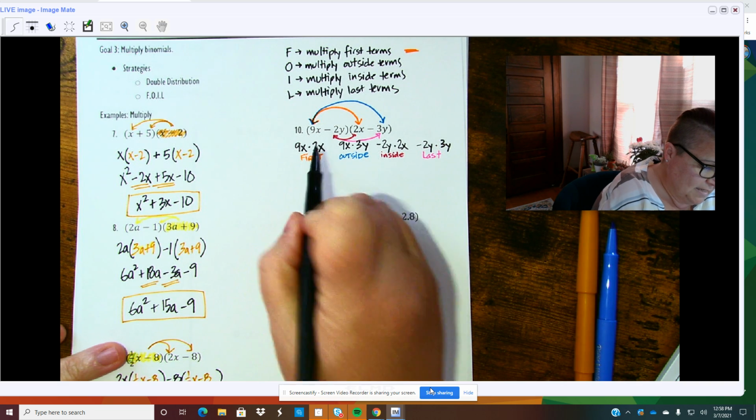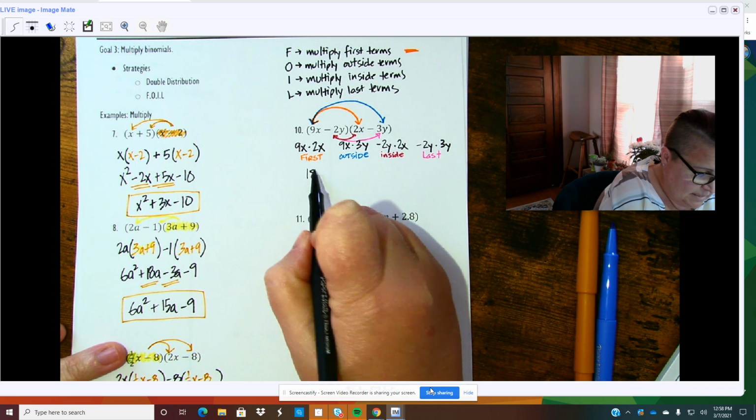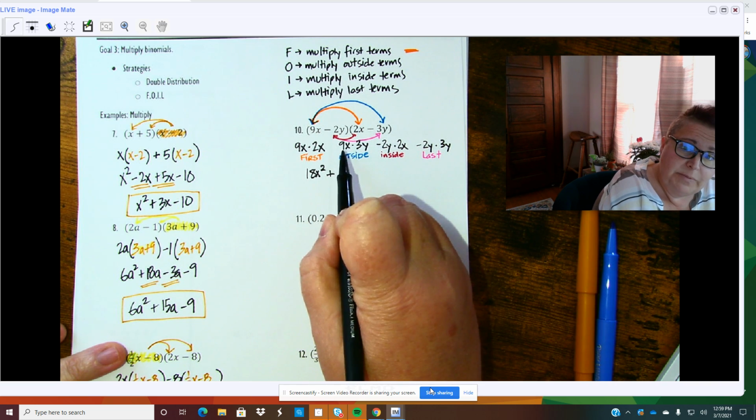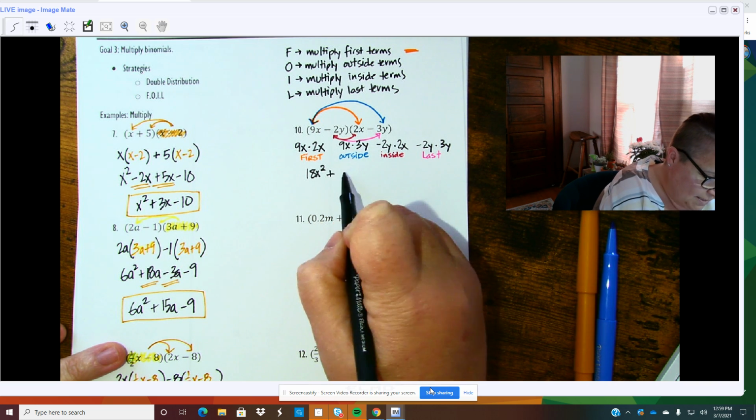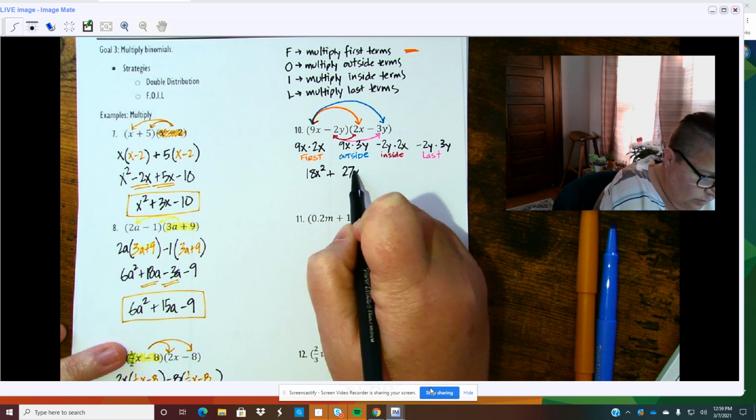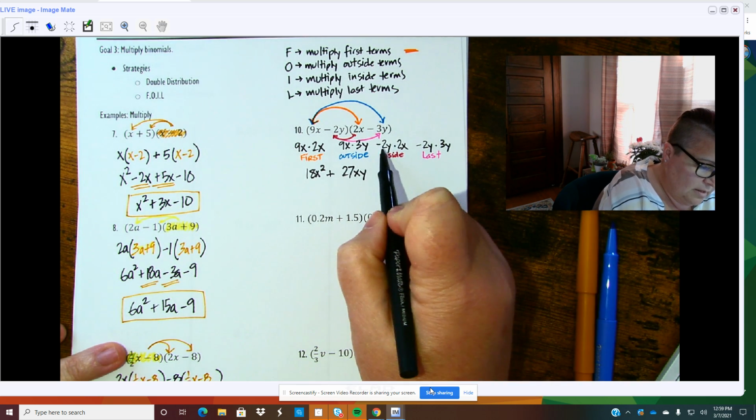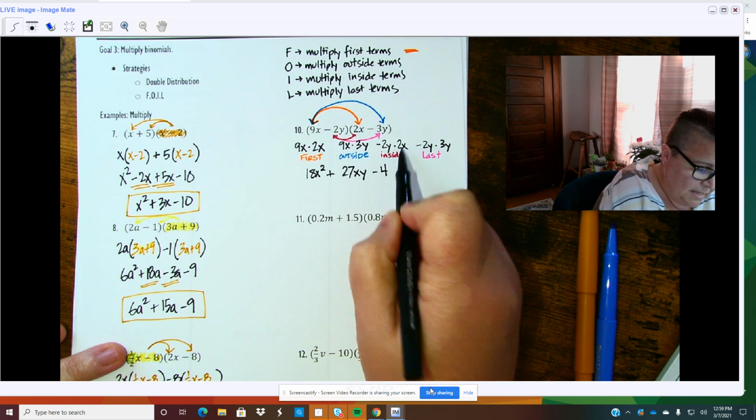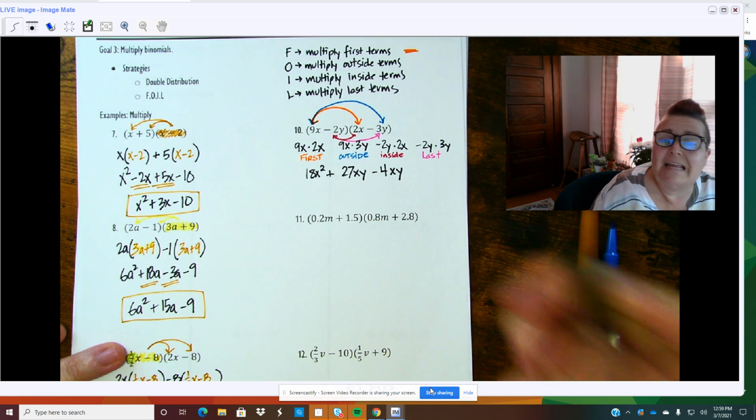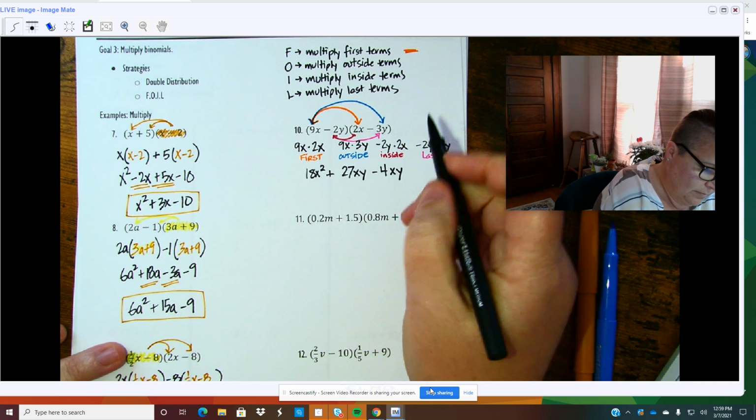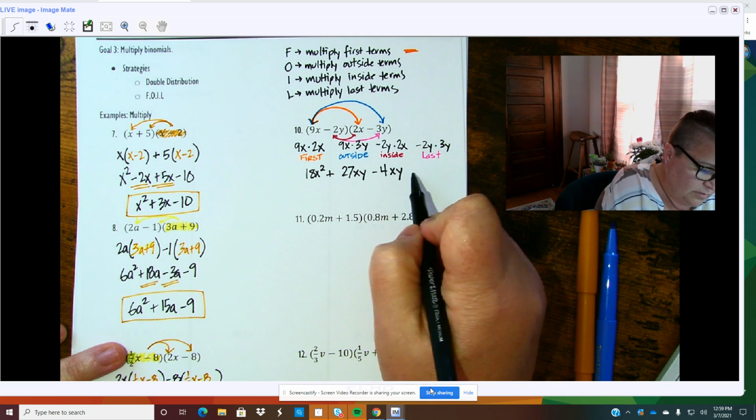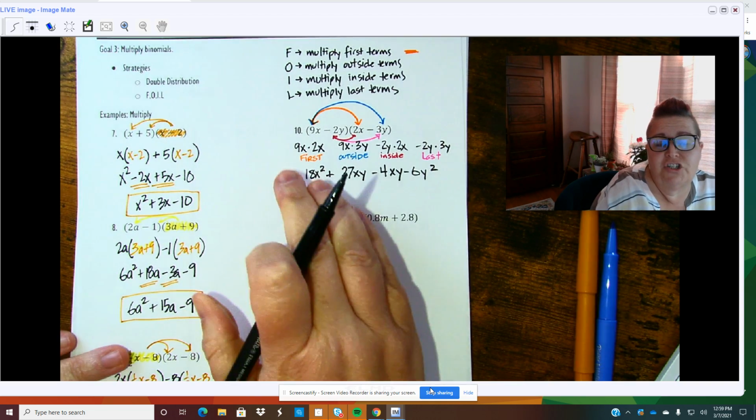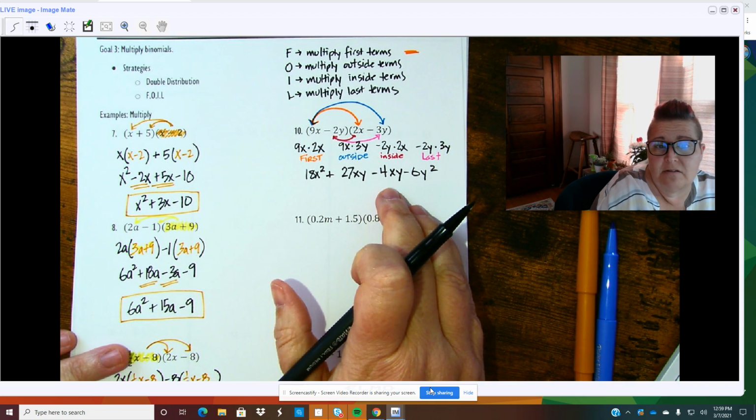So if I do the 9x times the 2x, that's 18x squared. Plus the outside would be 9 times 3, which is 27, and then I'd have xy. The inside would be a negative 2 times 2, or a negative 4, and again, I'd have an xy. It's okay that I changed that order. Then my last would be a negative 2 times 3, or a negative 6y squared.